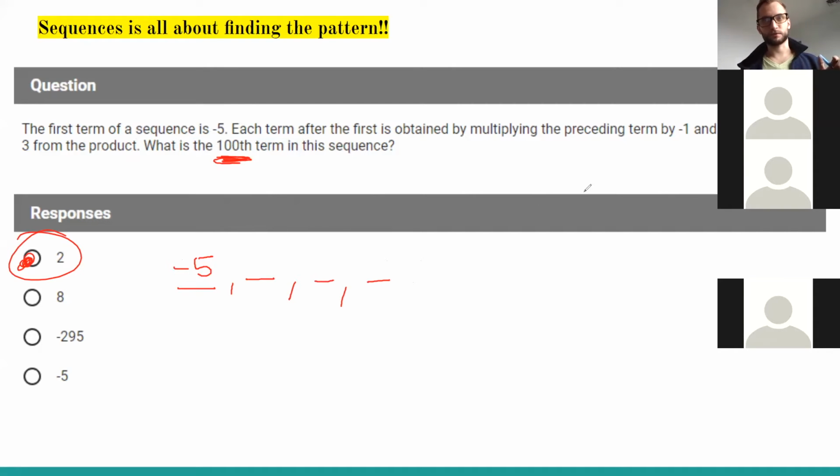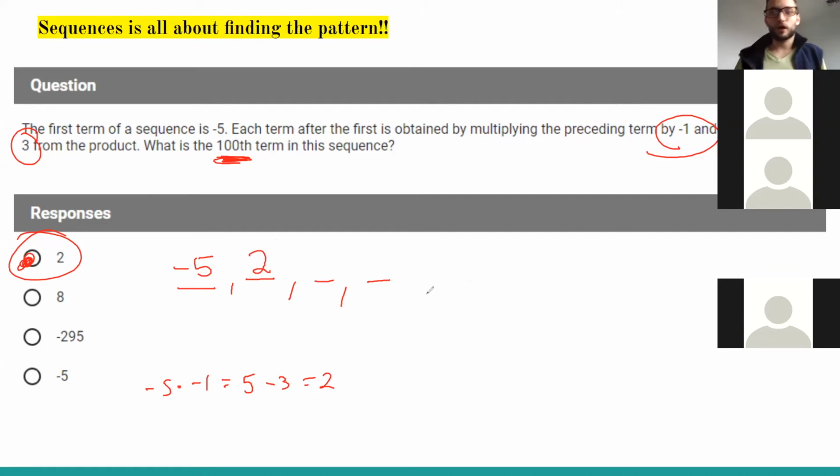So let me explain. What did they say? We're taking -1 and multiplying it by the previous term. So -5 times -1 is 5. And then what do we do after that? We subtract 3 from the product. So we subtract 3, and that gives me 2. Okay, so I know that my second term is 2.